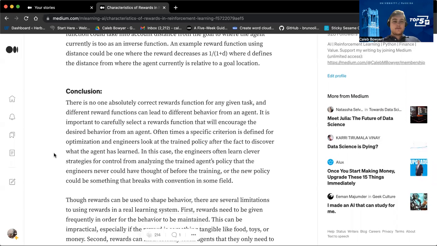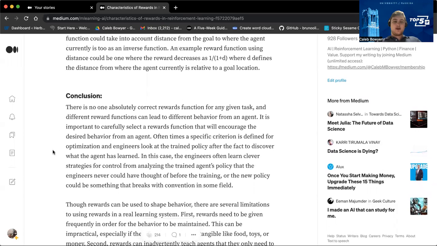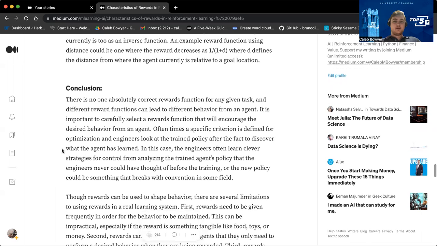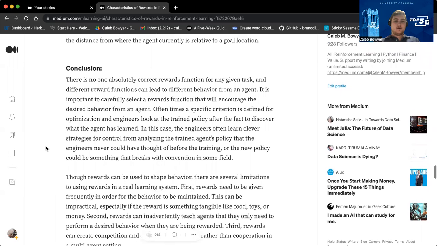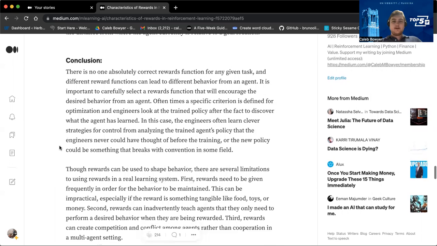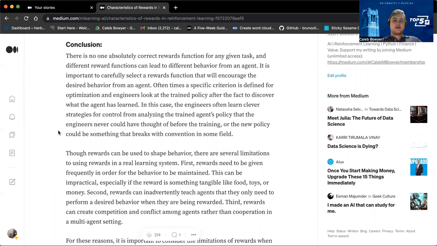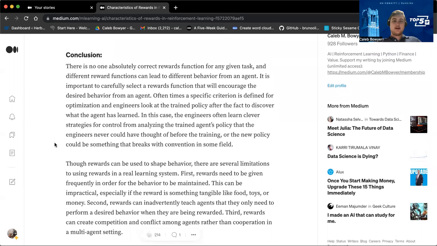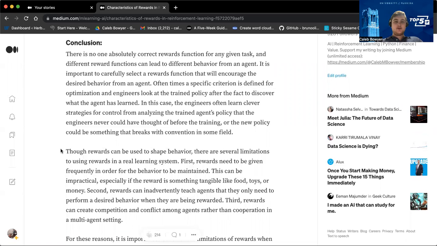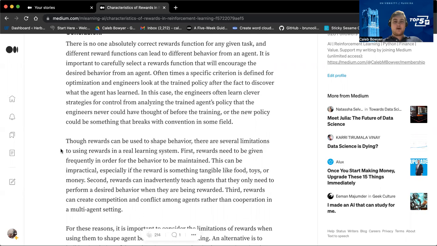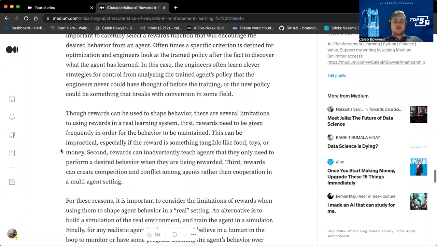In conclusion, there is no one absolutely correct rewards function for any given task an RL agent must solve. And different rewards functions can lead to different behaviors by the agent. It is important to carefully select a rewards function that will encourage the desired behavior from an agent. Oftentimes, a specific criterion is defined for optimization, and engineers look at the trained policy after the fact to discover what the agent has learned during testing. In this case, engineers often learn clever strategies for control from analyzing the trained agent's policy that the engineers never could have thought of or imagined before the training occurred. Or the new policy could be something that breaks with convention in some field.